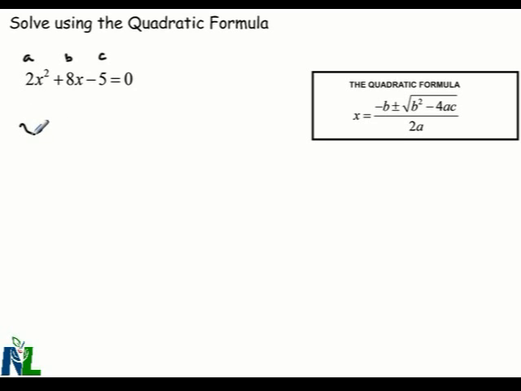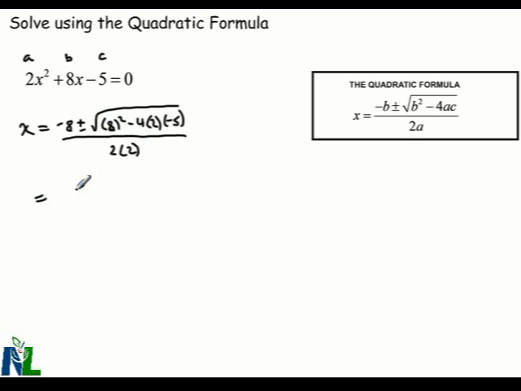I can then proceed to plug those in to the quadratic formula. So I've got negative b, which would be negative 8, plus or minus the square root of b squared minus 4 times 2, a being 2, c is negative 5, all divided by 2 times a, which again is 2.